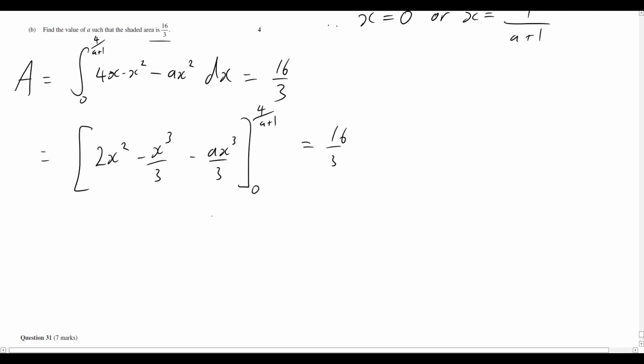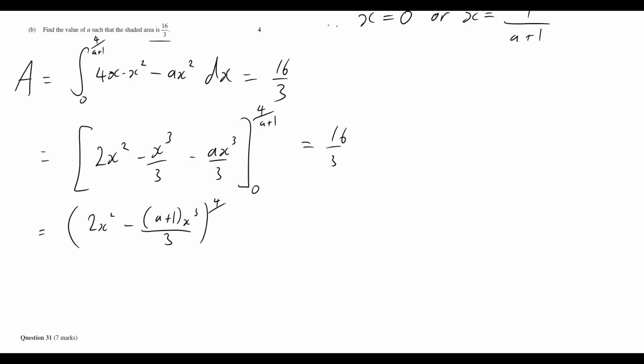Okay, so what we can do here is actually start factorizing inside of this bracketed term here. And what we should also recognize is that if we are substituting in the 0 value, the whole thing's just going to be 0. So we can pretty much ignore that part for now. And so now let's quickly factorize that. So what do we get? We'll end up with 2x squared minus, and then brackets a plus 1, x cubed over 3. And I'll just put in the top 4 over a plus 1. And again equals 16 on 3.